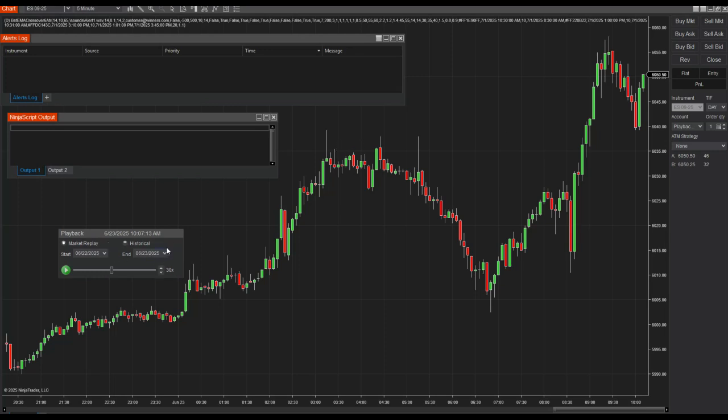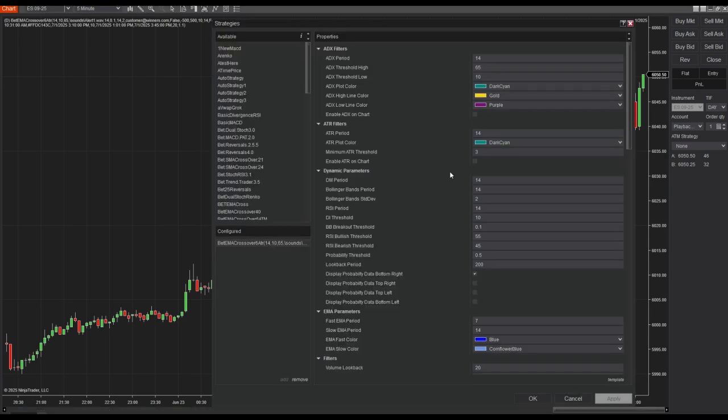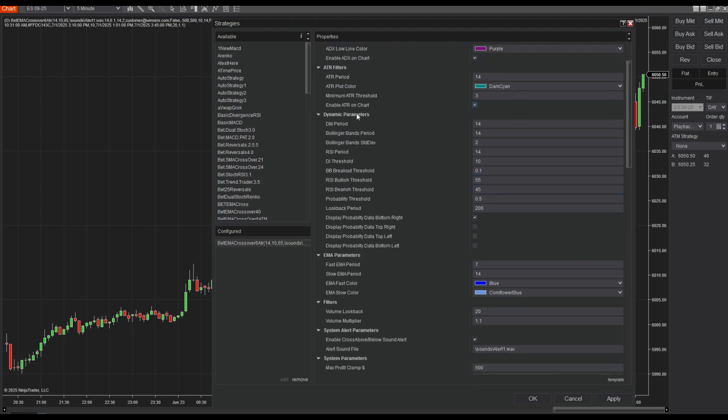This is our new EMA crossover 6 ATR. It uses the average true range to calculate entries. This replaces the SMA crossover 2.4. And here we're looking at the properties. We have ADX, we have ATR filters, we have dynamic parameters. These parameters are part of the heuristic algorithm that we currently use.